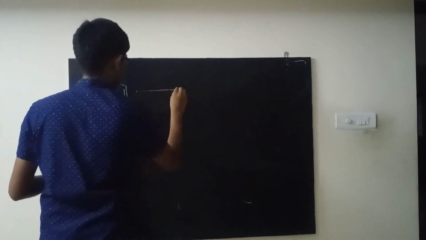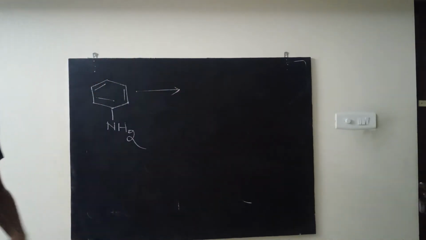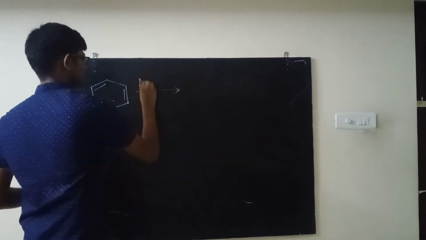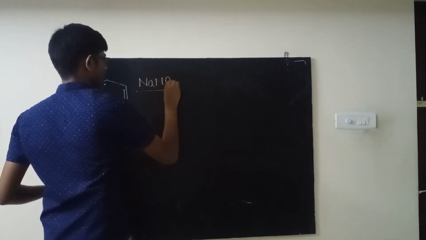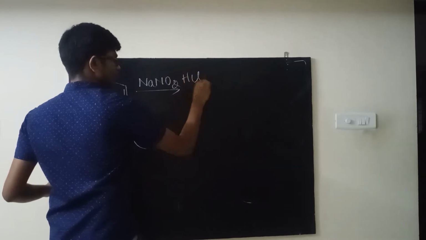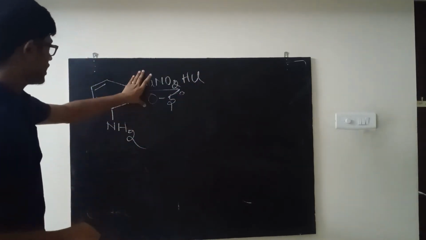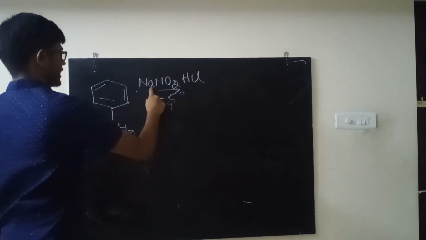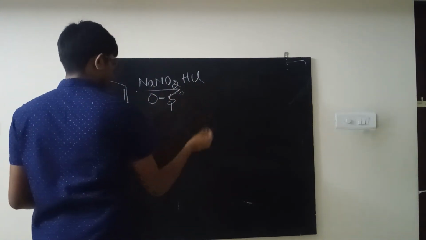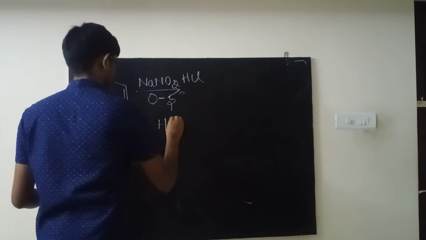So the first question says you add NaNO2, HCl at 0 to 5 degrees Celsius. Start reaction: NaNO2, HCl, 0 to 5 degrees Celsius. What do you get? This is basically your diazotization, right? So NaNO2 and HCl are going to react to form, it's a long process, you get HONO.